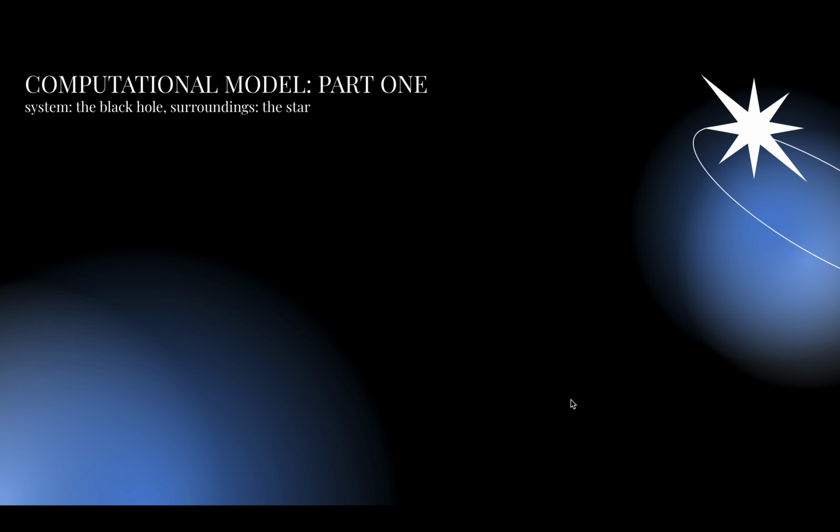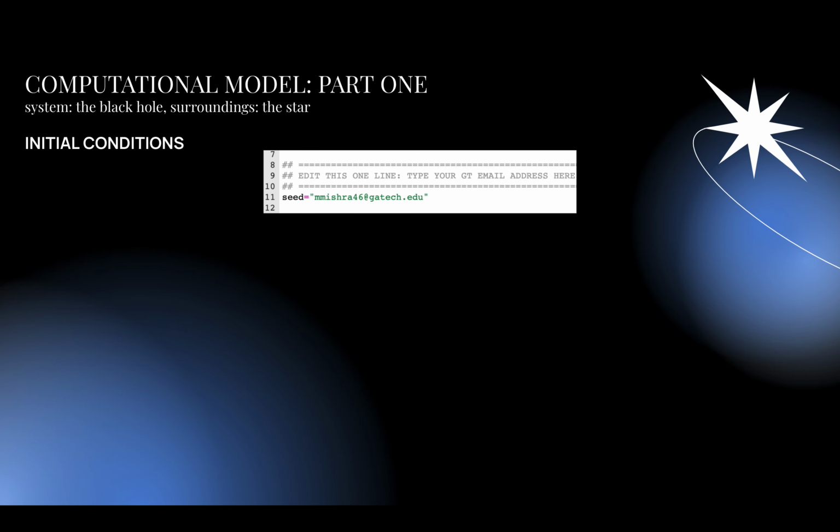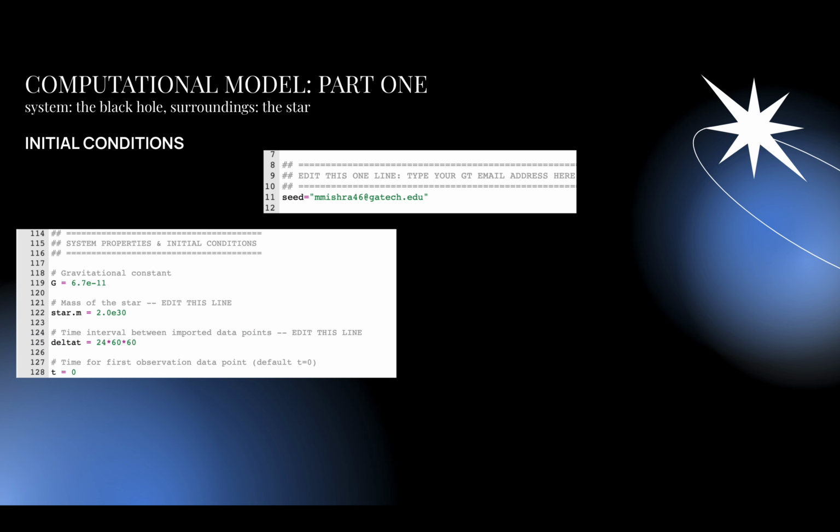For the first computational model, the system is the black hole and the surroundings are the star. The initial conditions consist of a seed for the star and black hole, which is generated using my email, and the gravitational constant capital G, the mass of the star, which was given to us, and the time interval, which is a day represented in seconds. We begin at t equals 0.